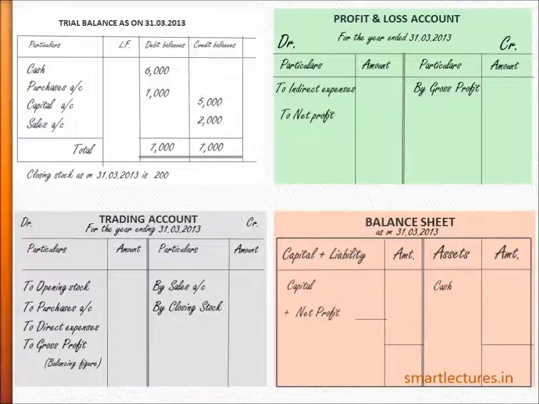Then the profit and loss account for the year ended 31st March 2013. On credit side by gross profit and on debit side to indirect expenses, and then to net profit. Net profit is also a balancing figure. Then the third part is balance sheet as on 31st March 2013. On liability side, first of all write down capital plus net profit. Capital and net profit will be written in the inner column and the total will go to the outer column.